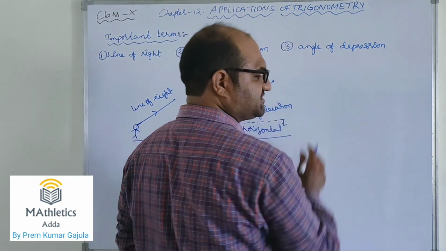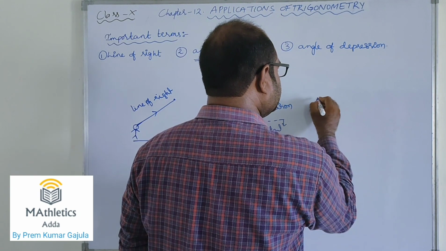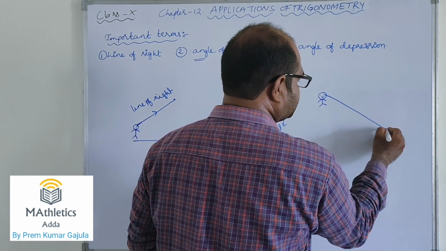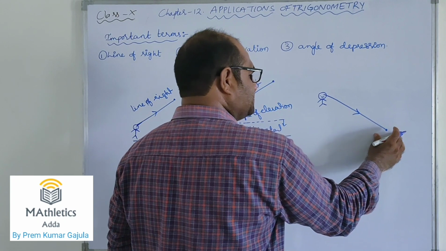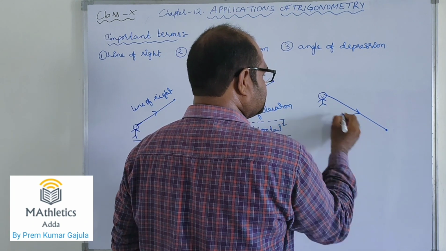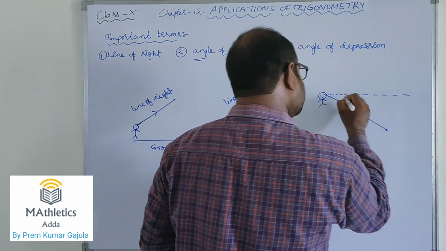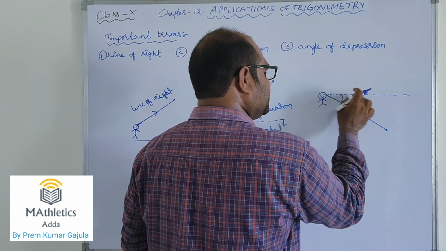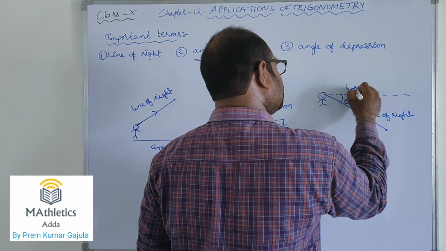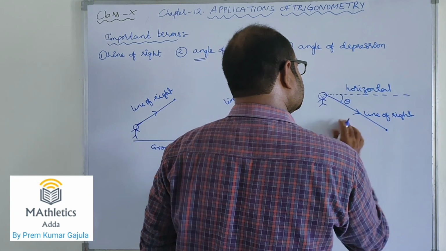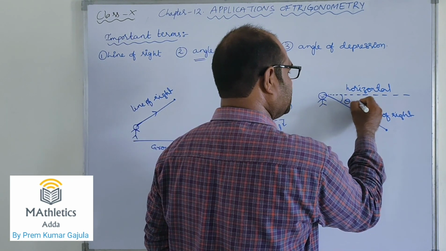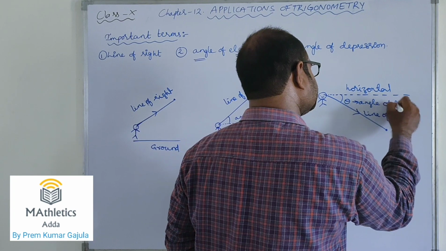And the third one, angle of depression. So what is meant by angle of depression? For example, if an observer is looking at an object in the downward direction, the object is below the observer and the observer is looking down, and if you draw a horizontal line like this, then the angle formed between the line of sight, this is called the line of sight, and this horizontal, the angle formed between the horizontal and the line of sight in the downward direction is called the angle of depression.